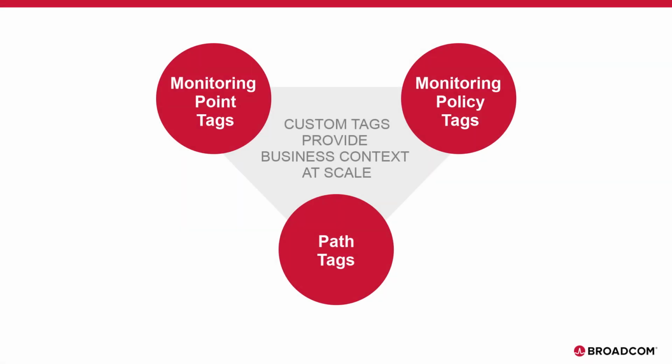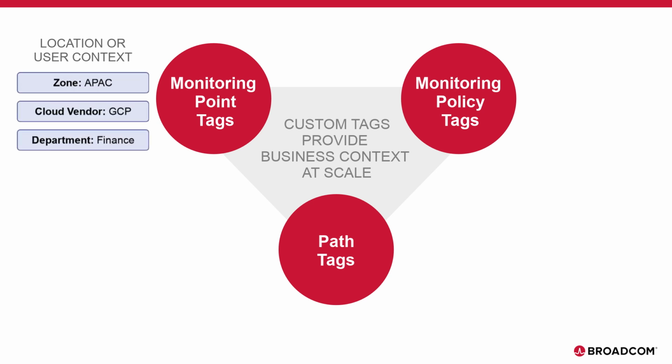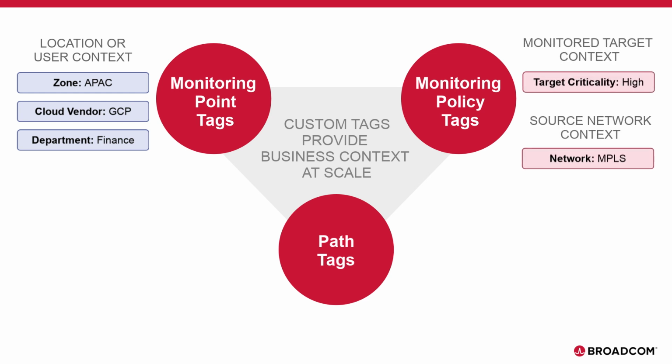Custom tags can be applied to monitoring points, monitoring policies, or individual paths. Admins should assign custom tags to monitoring points to provide context about where the monitoring point is deployed, such as information about the location, environment, or users. When creating monitoring policies, admins can assign custom tags to the entire policy to provide additional context about the application or network being monitored by the policy.